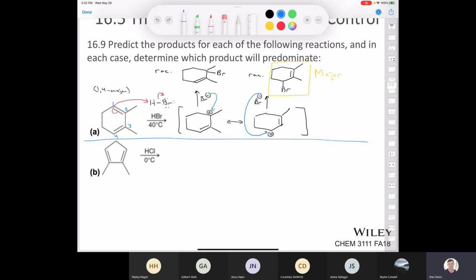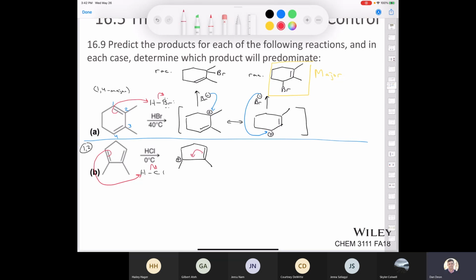Let's try the next one. We'll go a little faster this time. So we've got our HCl molecule. We're at 0 degrees Celsius, so the 1,2 adduct should predominate since these are kinetic conditions. So let's draw the formation of the allylic carbocation. We're going to draw the curved arrow, and we end up with this carbocation.